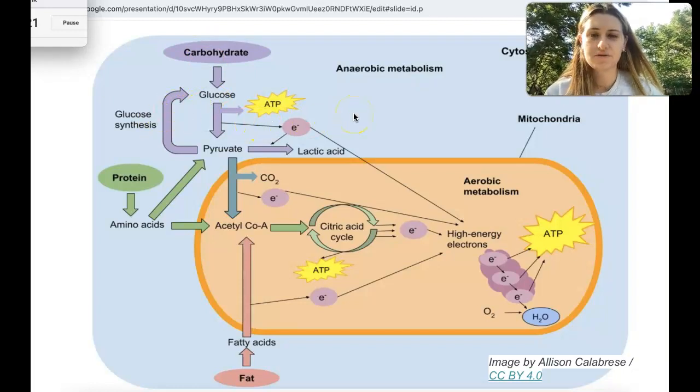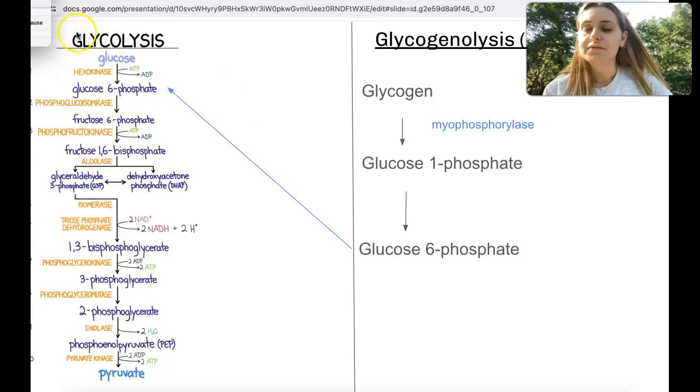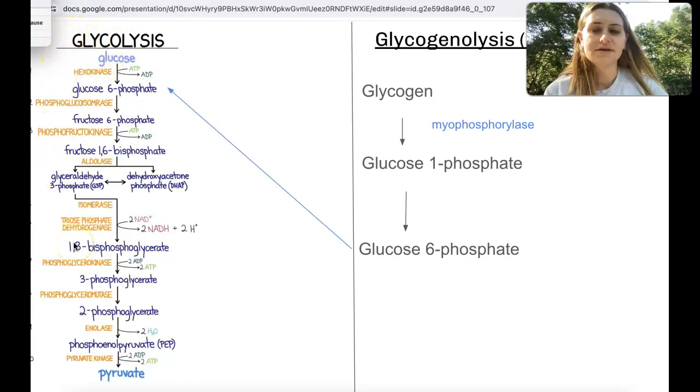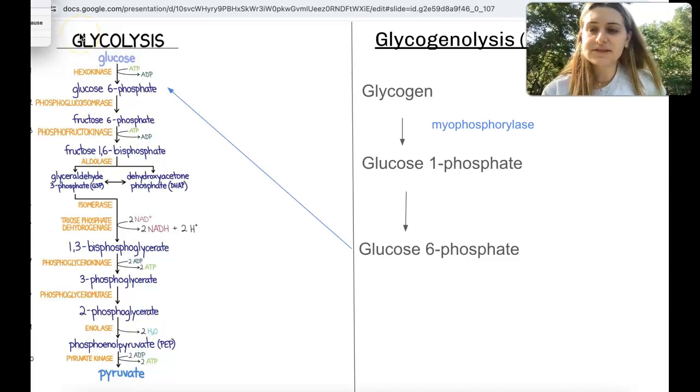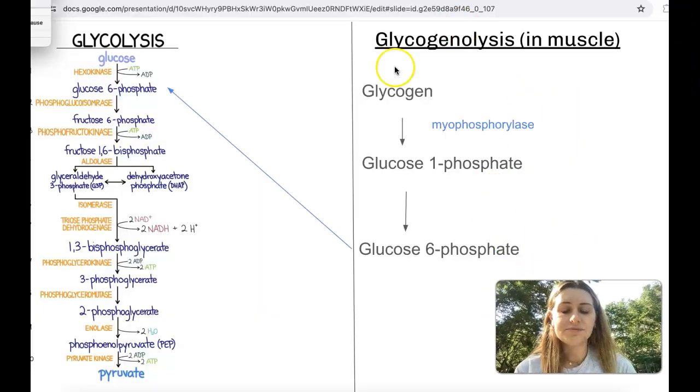So I'm just going to go, okay, so here we go. So, let me move that. So, this is a nice, kind of step-by-step overview of glycolysis. I just put that there. Let me move this. I just put that there so you could see kind of like the process.